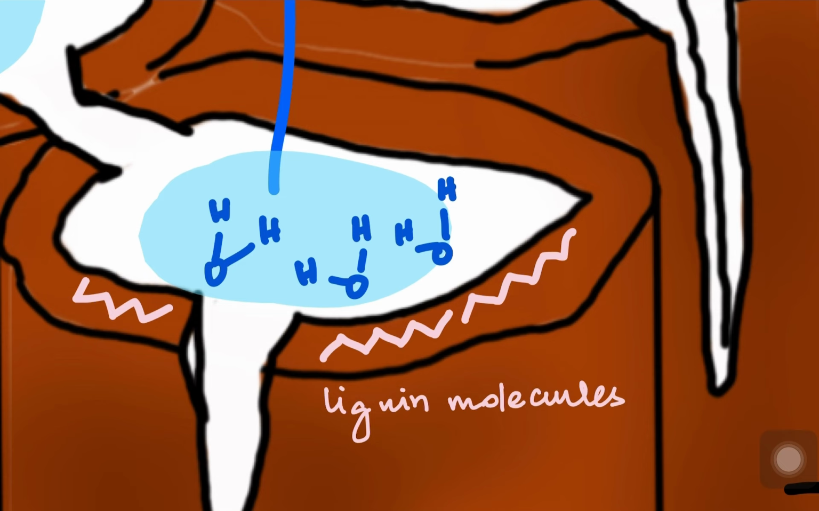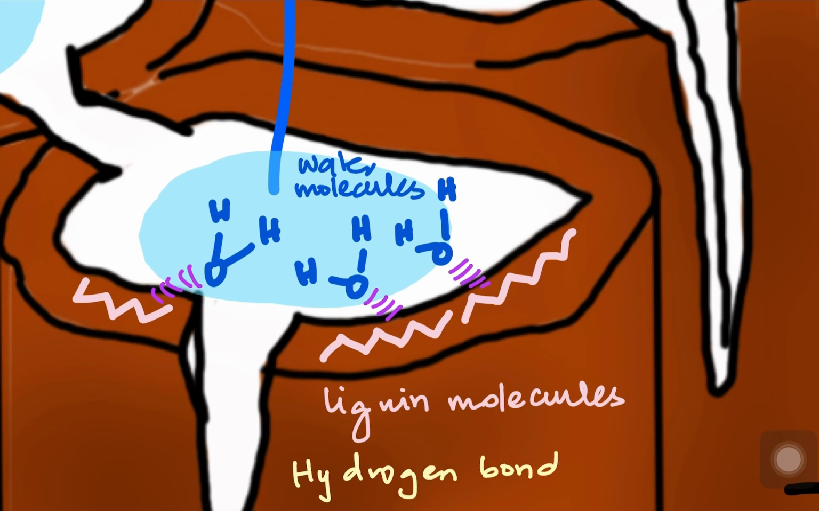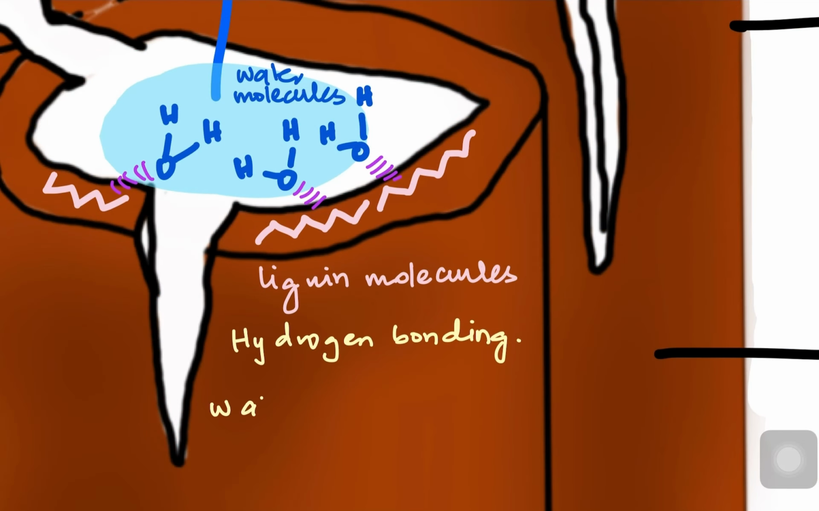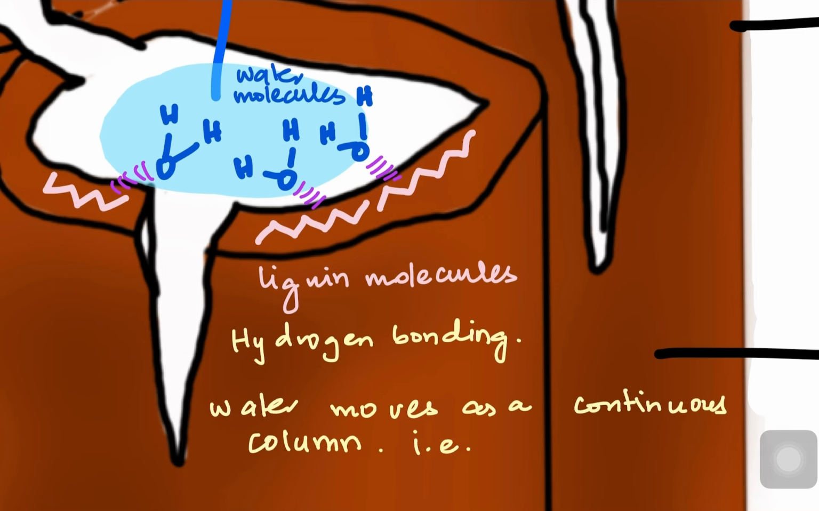If we magnify, you can see that the lignin molecules in the xylem vessels and the water molecules in the water column have attractive forces between each other. These forces are because of a phenomenon known as hydrogen bonding. This hydrogen bonding between the water molecules and the cell wall of the xylem helps in the continuous movement of water. Water moves as a continuous column, so remember there's no osmosis going on here. Osmosis means movement from one cell to another, which are living cells.